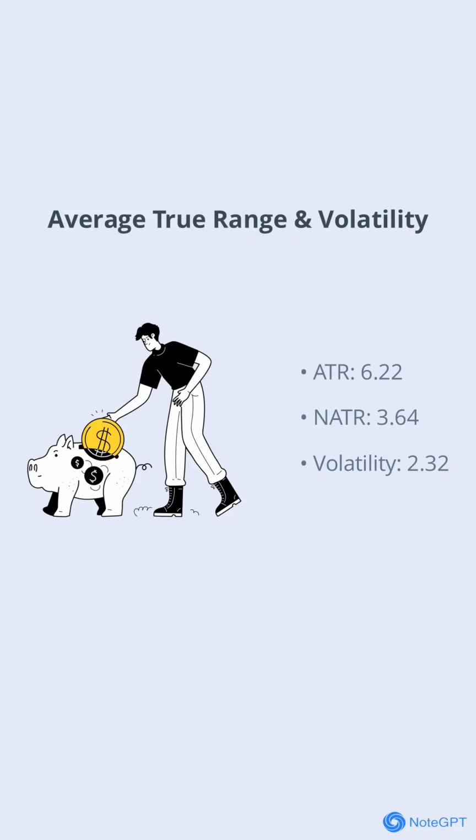The NATR, or normalized ATR, is 3.64 and the 30-day volatility is 2.32. These values indicate that NVDA has experienced moderate volatility recently. Higher volatility can mean larger price swings, which is important for both risk management and identifying trading opportunities.